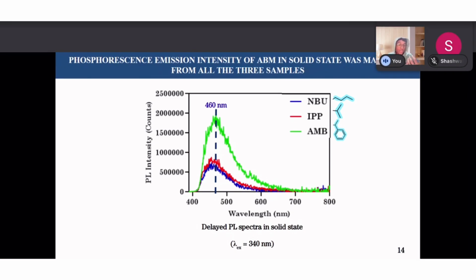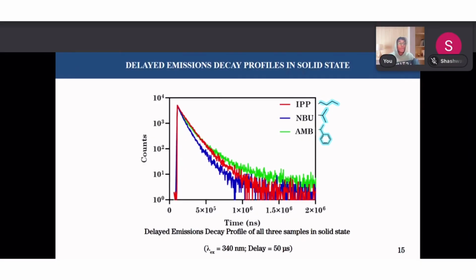helps pack the molecular structure much more in the solid state, and thus more of the organic phosphors are excited to the higher energy state and are favored into the phosphorescence pathway, and thus we observe an increasing phosphorescence intensity in the alpha-methyl benzyl substitution.